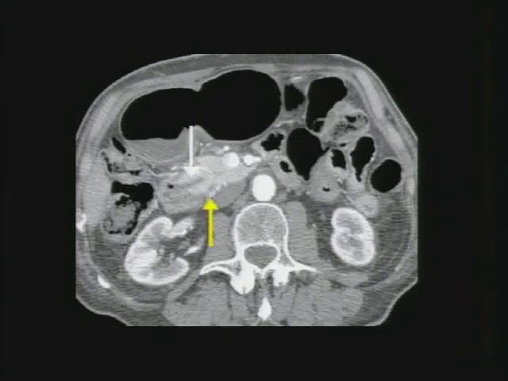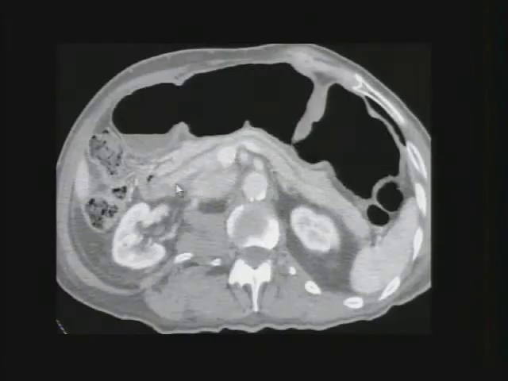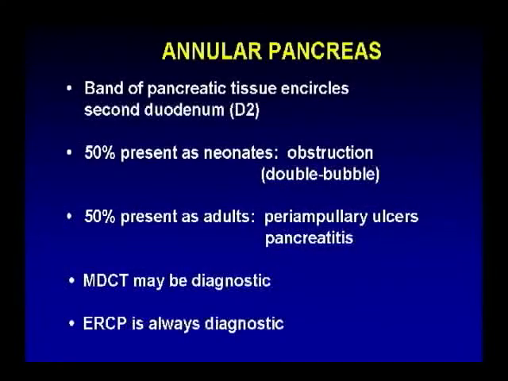Here's the duct of Wirsung and the duct of Santorini. Same patient on a curved planar reformation. You can see that we've traced out the duct of Santorini, has its separate opening here, and the duct of Wirsung is right here. Annular pancreas is the second congenital anomaly that can appear as a focal mass.